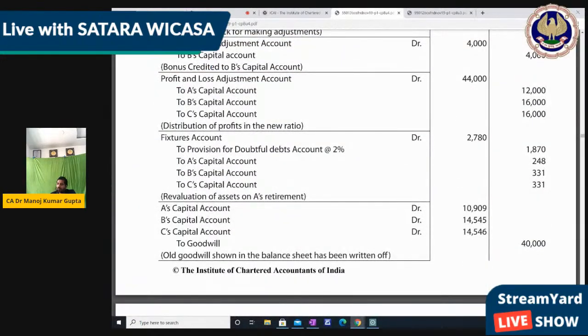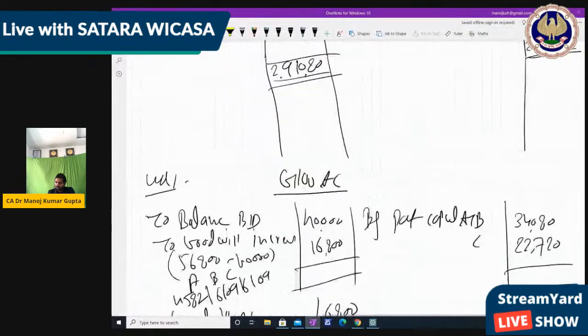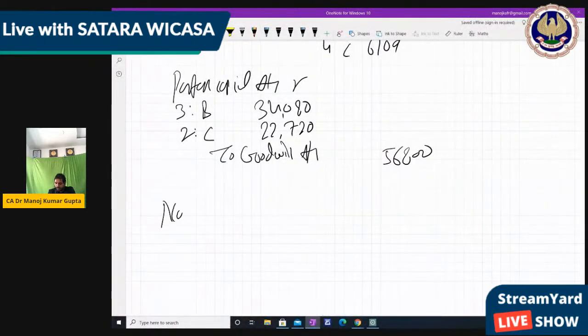So 344 they had used. So I think the answer should be the same. But they had not written off the entire goodwill. They had written off only 40,000. So because of that goodwill part, the answer may be different. So we can also give a note for that, so that the goodwill treatment can be done.